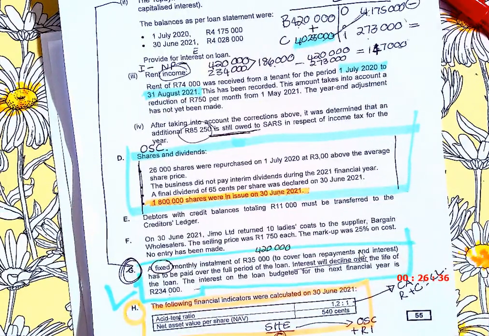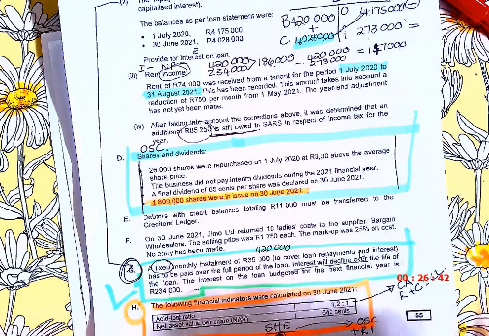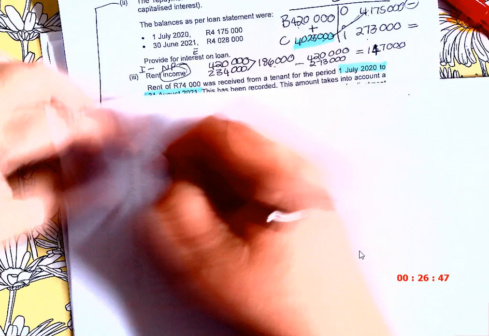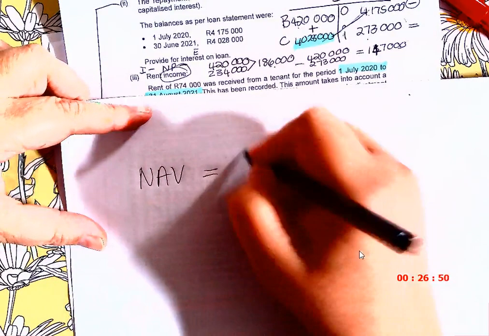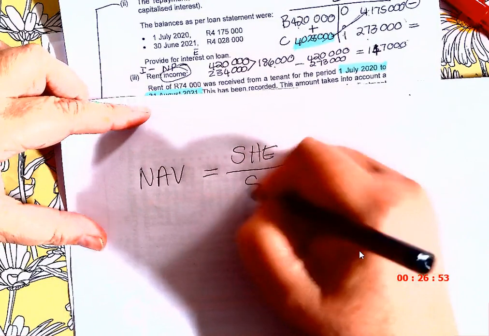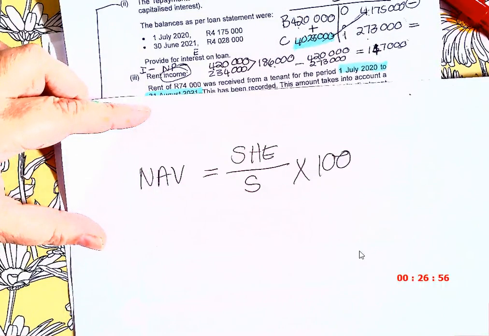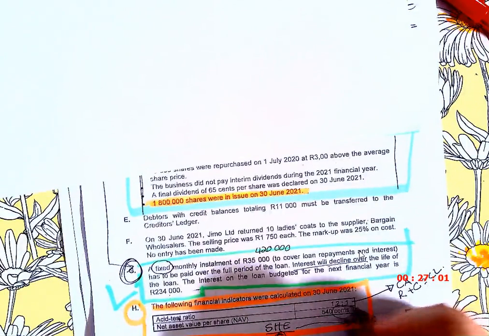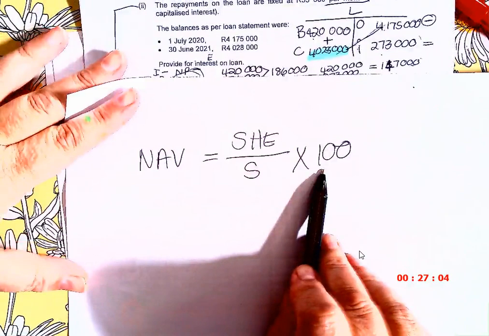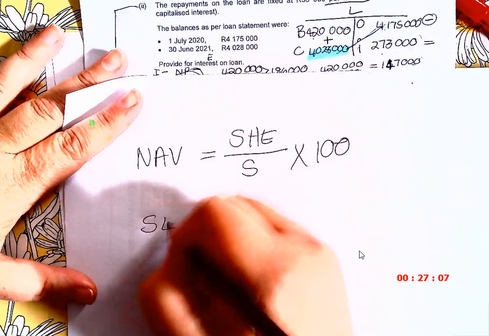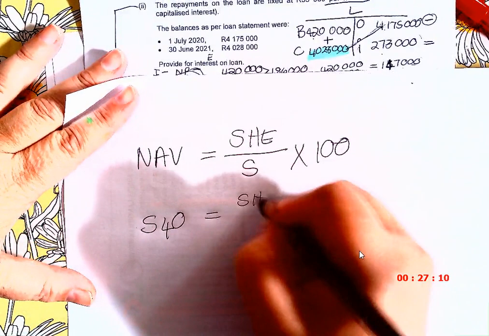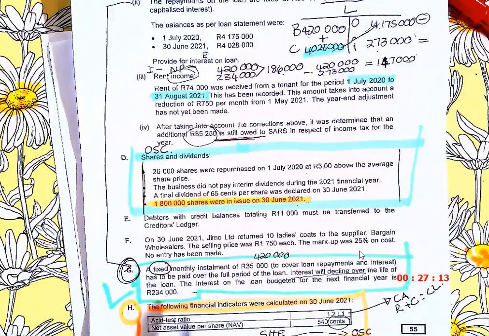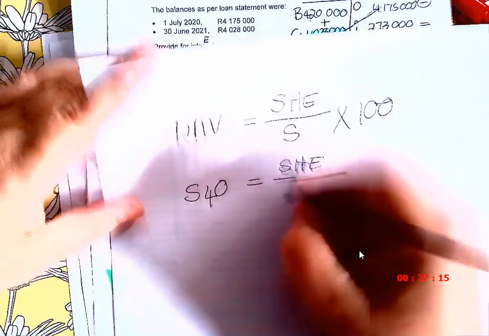You see? Okay. What am I solving for? Shareholders' equity, because if I look at this, they've already now given me NAV equals SHE over shares times 100. Okay? Now, what is the NAV? They tell me it's 540 cents. Remember that cents indicates that they timed with 100. Okay? So, 540 cents is equal to SHE over, they already told me, 1.8 million shares.